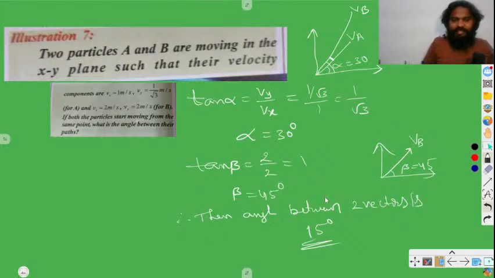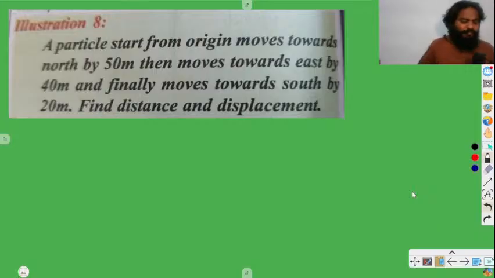Hope it is very clear, you understand well. Now the next question. Let's see what he is saying in this question. A particle starts from the origin and moves towards north by 50 meters.